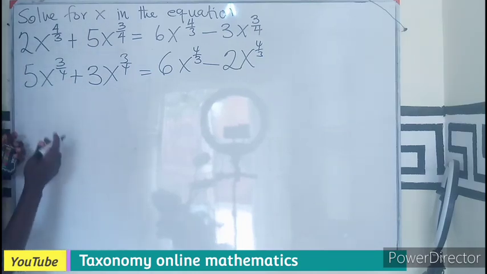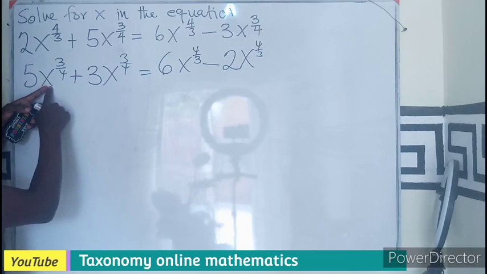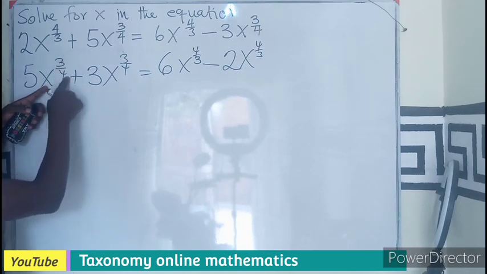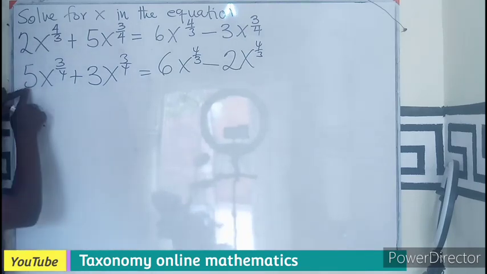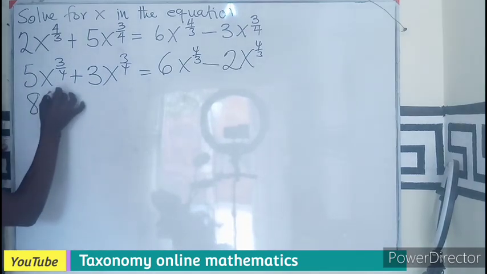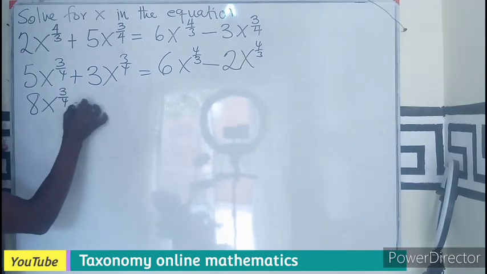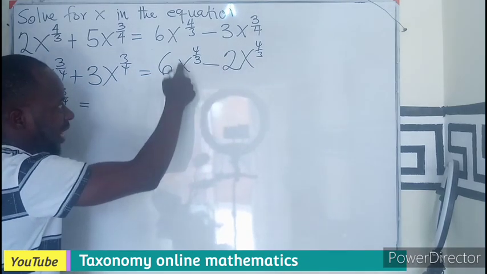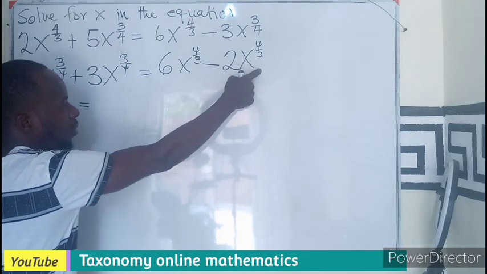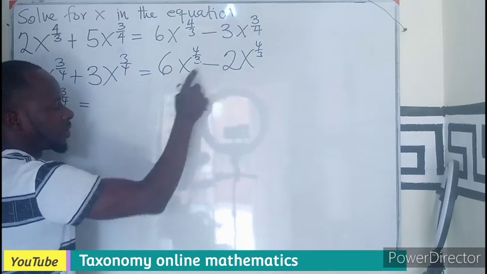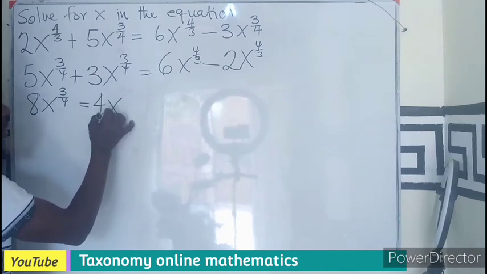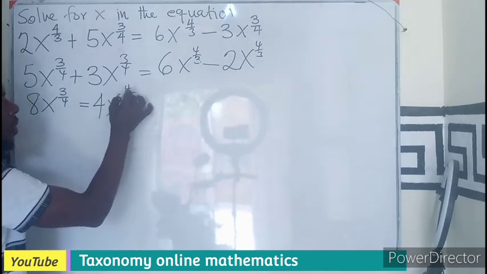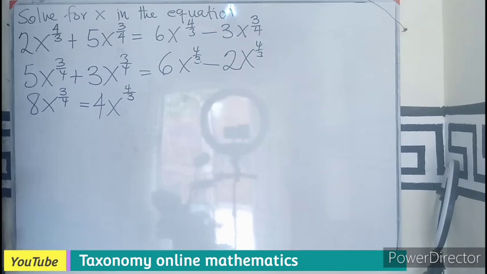If you want to add this, you can also see that there's a common factor, x to the power 3 over 4, x to the power 3 over 4. If you factor them out, you'll be left with 5 plus 3, and that will give you 8x to the power 3 over 4. Similarly, if I factor the common factor, which is the variable, I'll be left with 6 minus 2, and that will give us 4. Then our variable x to the power 4 on 3 will come.